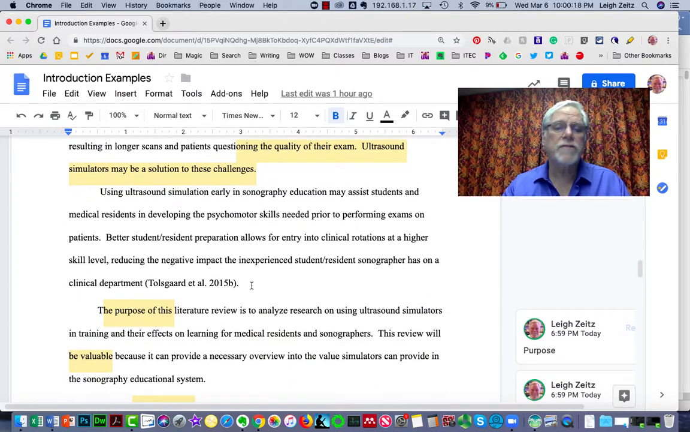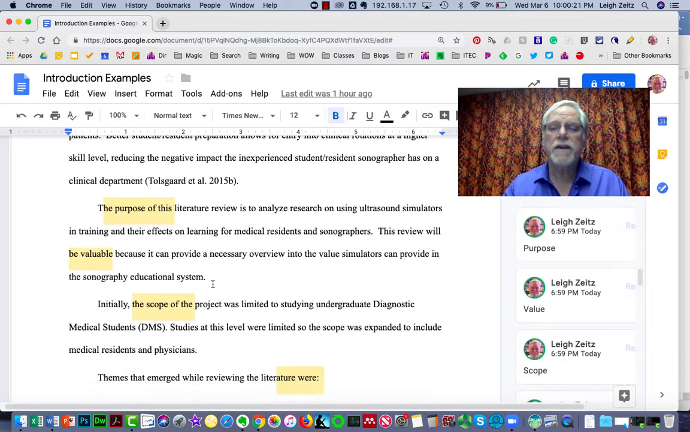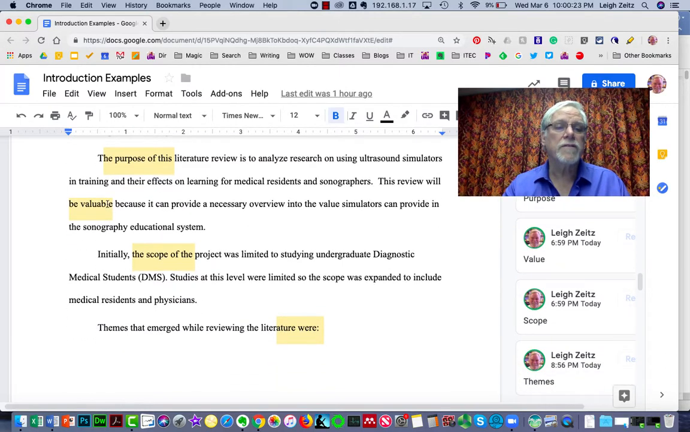The second paragraph, you'll notice down here, they're talking about the purpose. Over here they're talking about why it's valuable. Here they're talking about the scope, and you'll notice that it says that the scope of the project was limited to studying undergraduate diagnostic medical students. Studies at this level were limited, so the scope was expanded to include medical residents and physicians. So in other words, this is where we started, but then we decided to include medical residents and physicians because we wanted to have enough research to actually make this reasonable and useful.